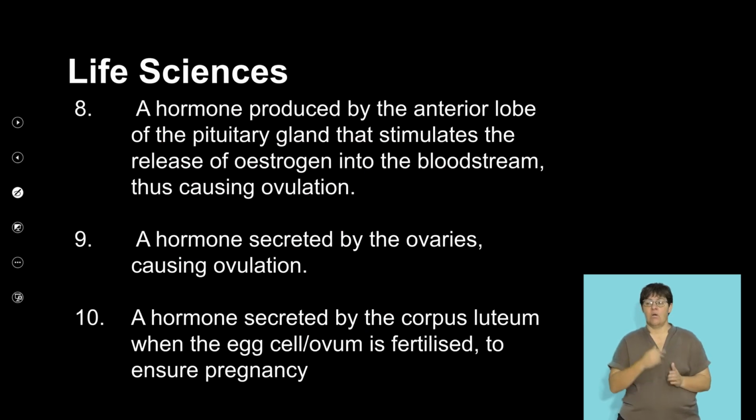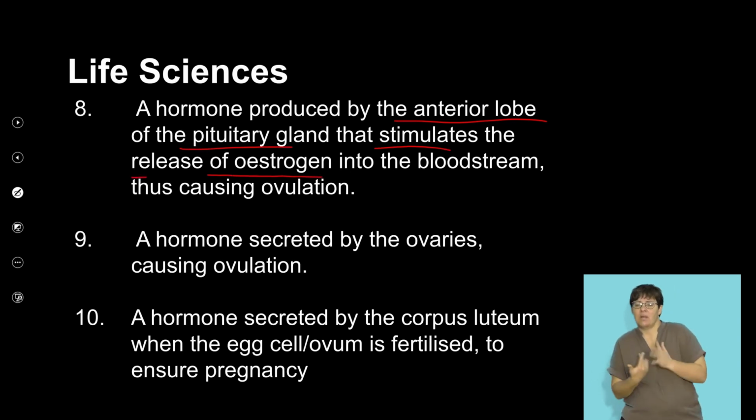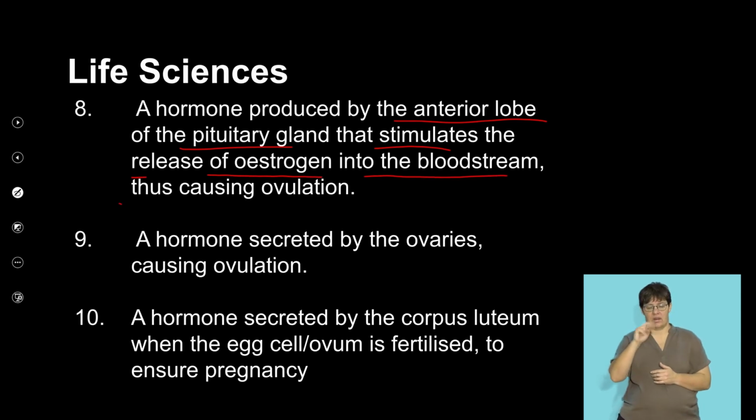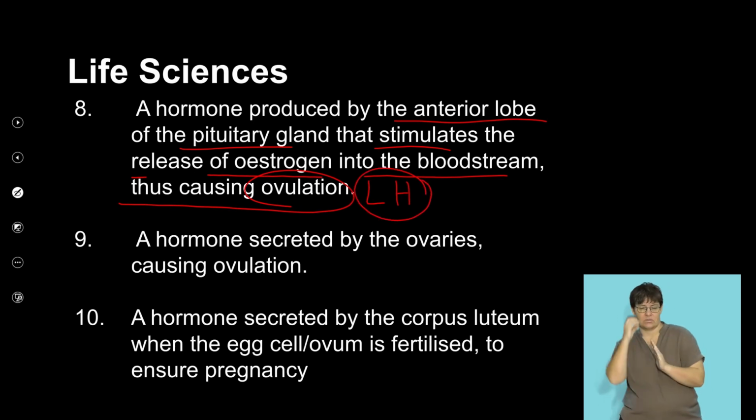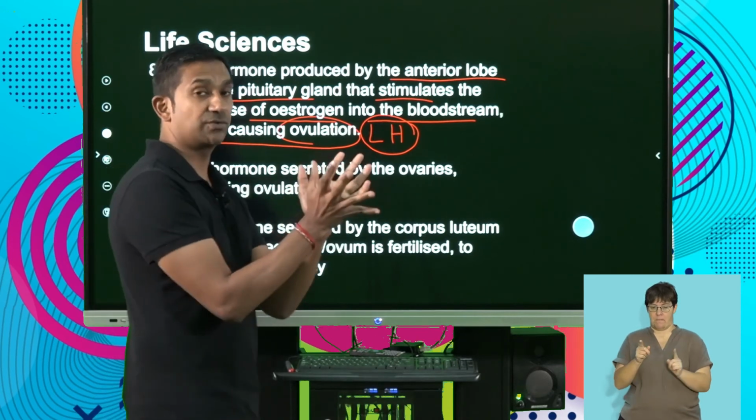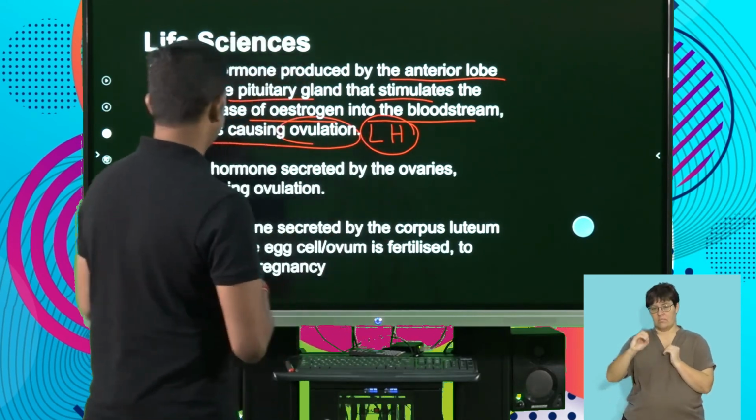Question 8. A hormone produced by the anterior lobe of the pituitary gland, so the pituitary gland, that stimulates the release of estrogen in the bloodstream that causes ovulation. Okay? So again, the hormone that stimulates ovulation, as I mentioned earlier on, is called luteinizing hormone, or LH. And that is the hormone that targets the Graafian follicle, causing it to rupture, releasing an ovum.